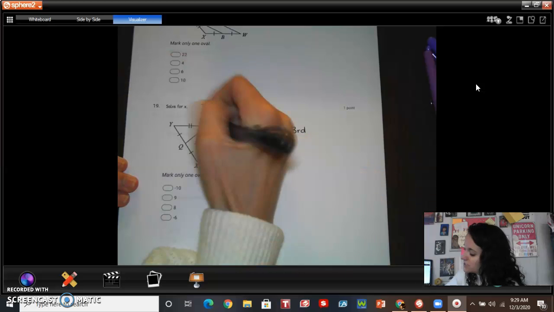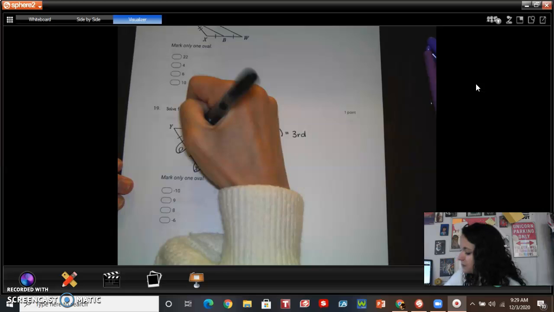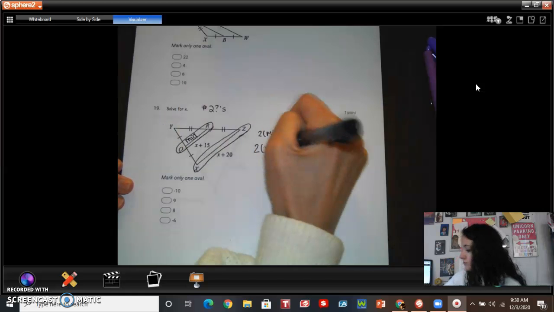All right, you're going to do the same thing to solve these. We're going to first distribute. That gives us 2x plus 30 equals x plus 20.